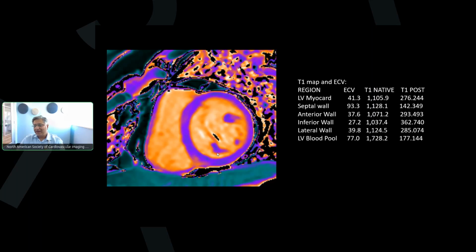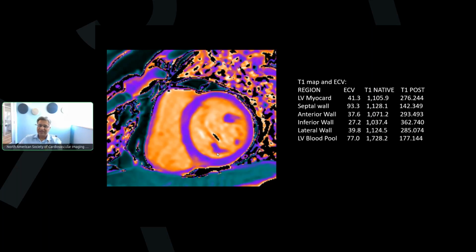So this is a very interesting part: the T1 post numbers can be variable depending upon when you are doing the post contrast images. Typically, you want to do it at a predetermined time on most of your scans. In our case, this is usually happening around 20-25 minutes after the short axis stack, MDE stack, has been done.